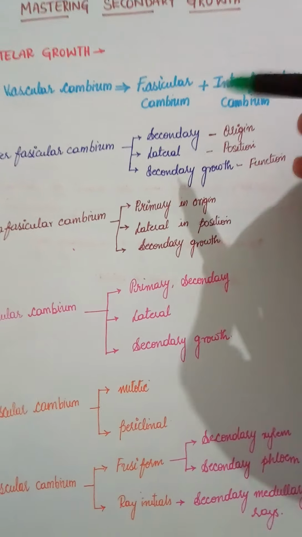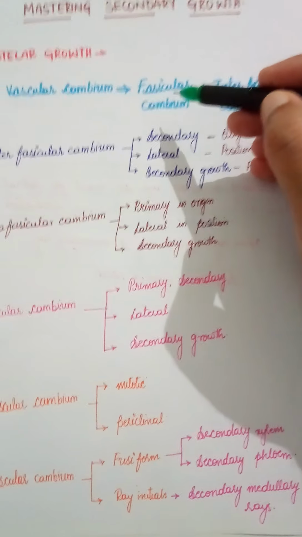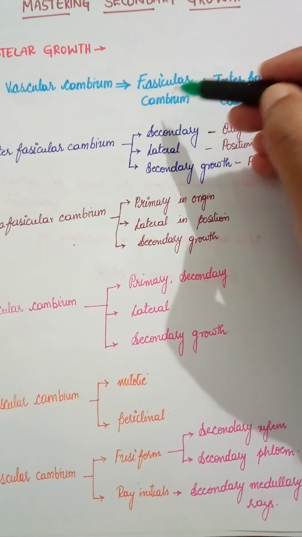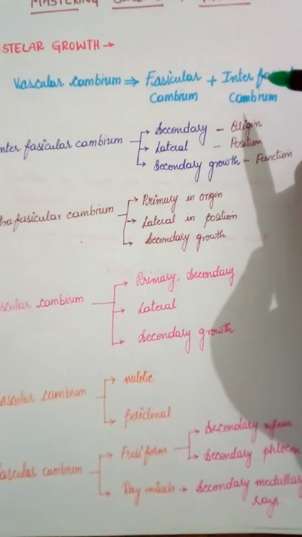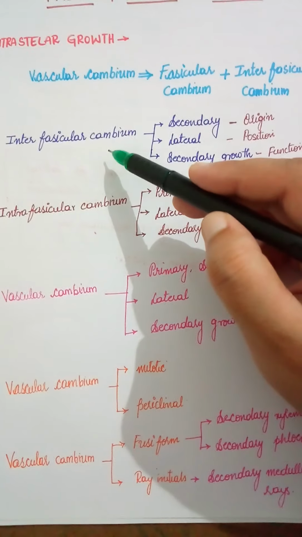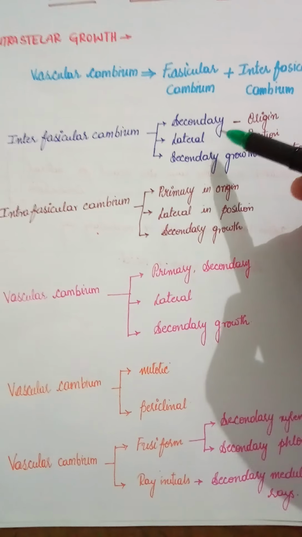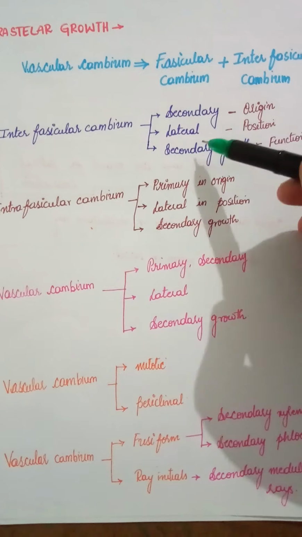Okay, and remember, this intrafascicular cambium is primary in origin. This is the only cambium that is primary in origin. All other cambiums are secondary in origin. So interfascicular cambium is definitely secondary in origin. Okay, so next let us come to the interfascicular cambium. What is the origin of interfascicular cambium? It is secondary in origin, and it is a lateral meristem by position.